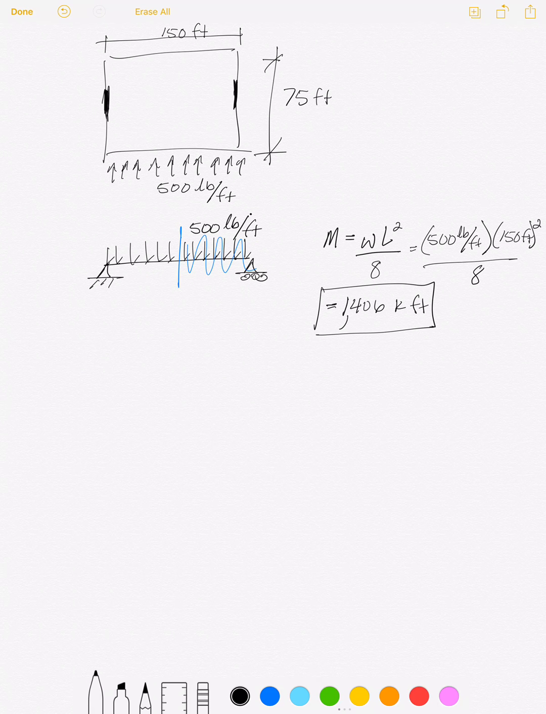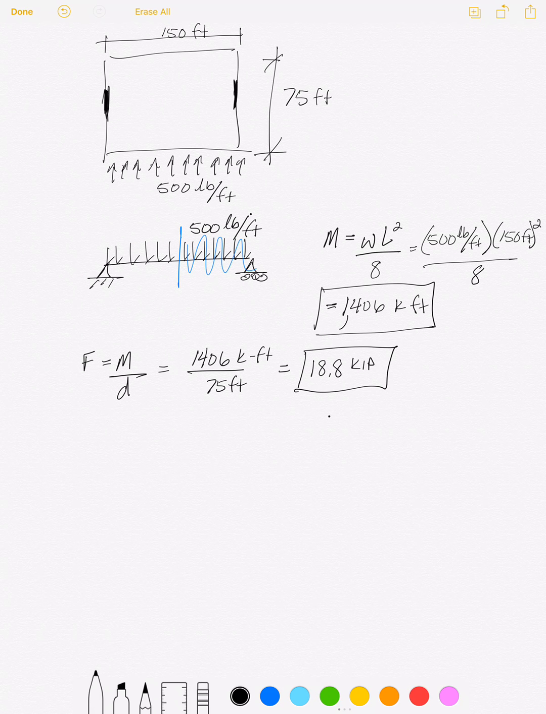Now the question is really asking for the chord forces, so don't forget from class, F equals M over d, because moment equals force times distance. The distance between our two chord elements is 75, and again the moment is 1406 kip feet divided by 75 feet equals 18.8 kips. So the chord force in that rectangle is 18.8 kips.